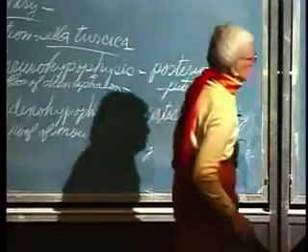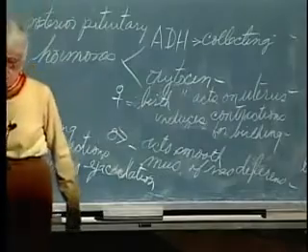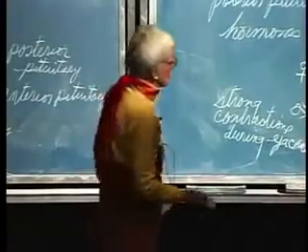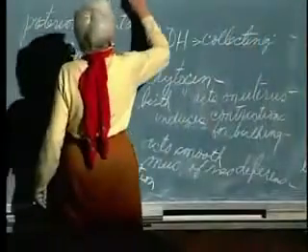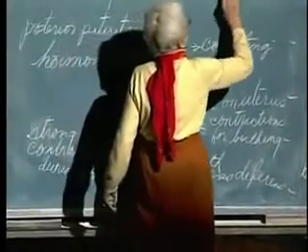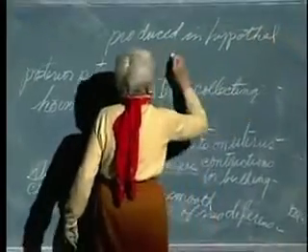Where are these two hormones produced? Are they produced in the posterior pituitary? No. Where are they produced? They're produced in the hypothalamus. They're just stored in the pituitary. Produced in the hypothalamus, stored in pituitary.